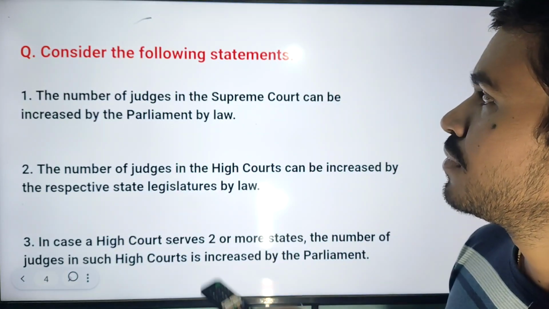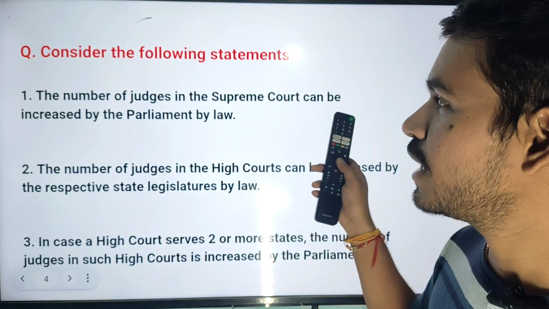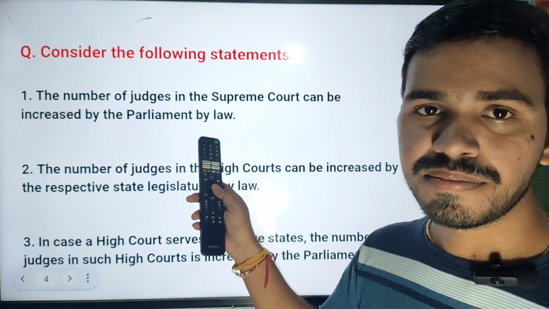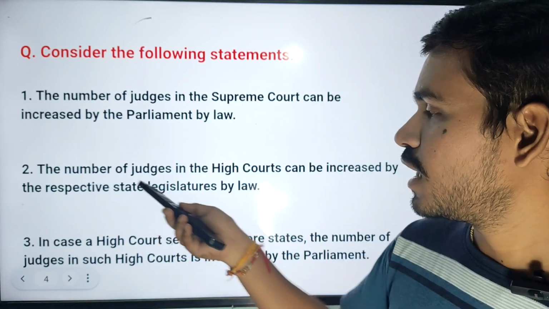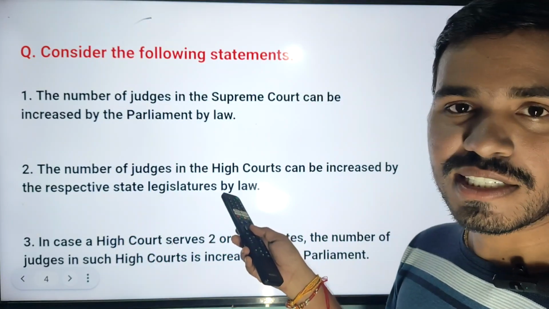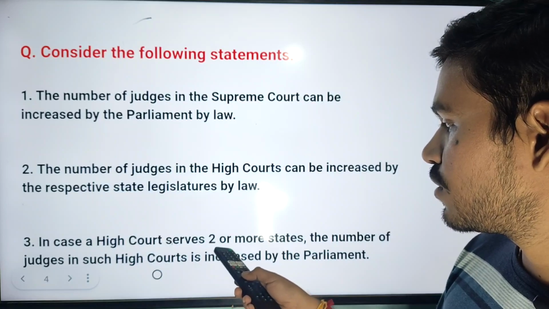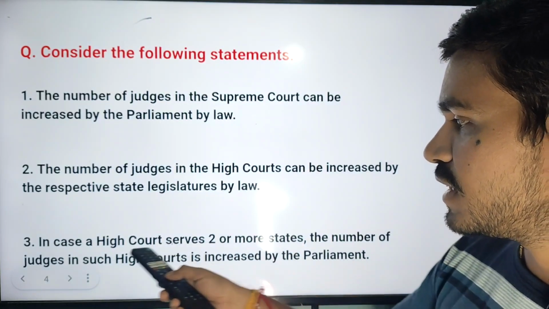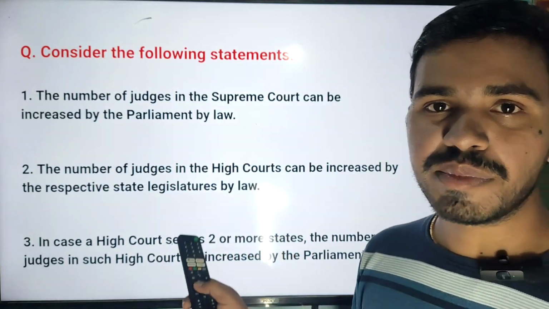So, next question. Consider the following statements. The number of judges in the Supreme Court can be increased by the Parliament by law. Is this a correct statement? Next statement is the number of judges in the High Courts can be increased by the respective state legislatures by law. Third one is in case of High Courts serving two or more states, the number of judges in such High Courts is increased by the Parliament. Which of the following statements are correct?